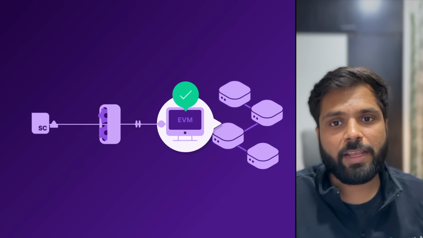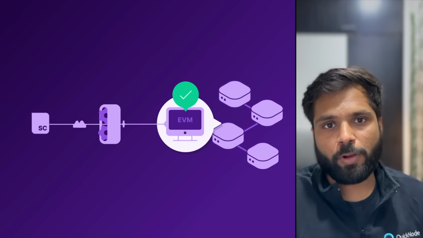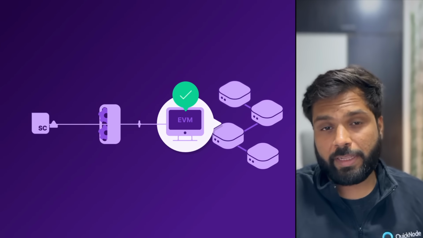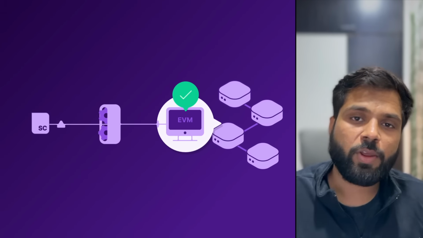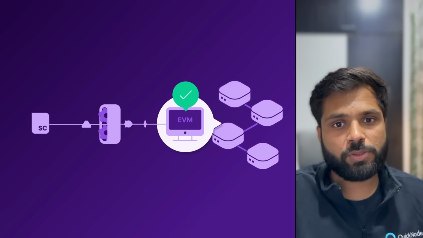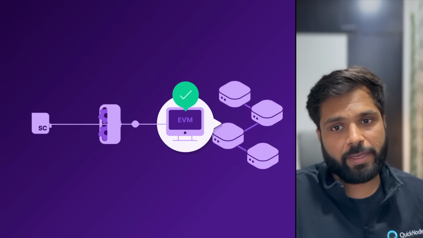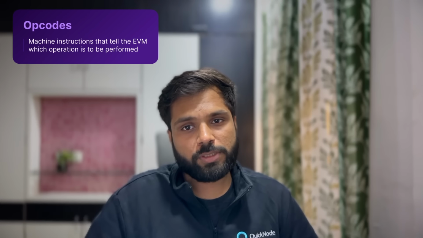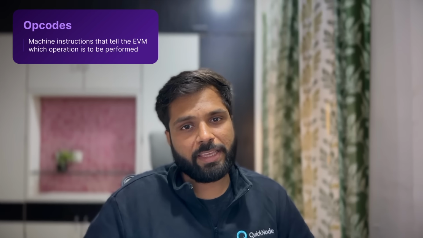Smart contracts are written in Solidity for an EVM based environment or ecosystem, but EVM, being a virtual machine, cannot understand this Solidity code out of the box. So it has to be compiled and converted into bytecode. Each function of the smart contract in the bytecode has opcodes. Opcodes are machine instructions that tell the EVM which operation is to be performed.